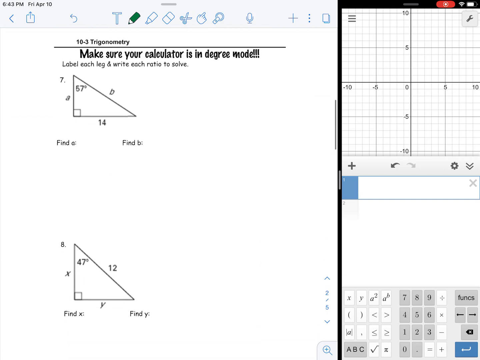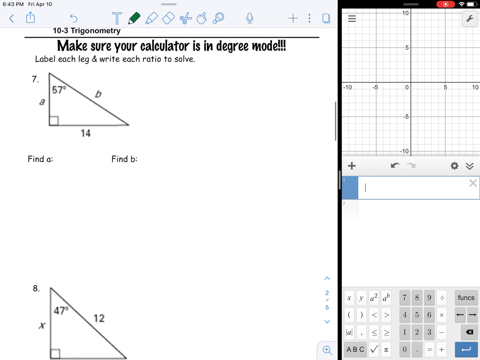For a side, here is what we're going to do for that. And now we're going to need the Desmos calculator. So we're going to start by identifying our reference angle that we wish to use, which is the angle that they give you. If they give you more than one angle, you can take your pick of whichever angle you'd rather use. So I'm going to use the 57.